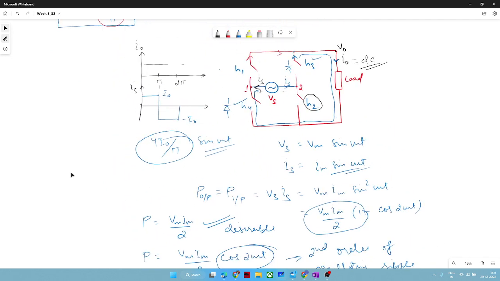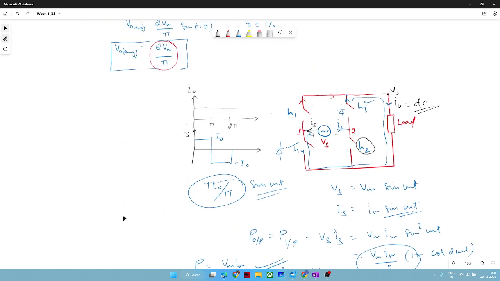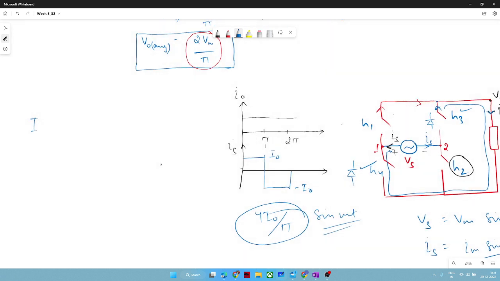Now we know that IS will be in terms of I naught. I want to write IS in terms of I naught, and in between the switches will come, right? So I think I can write IS is equal to H1 into I naught minus H3 into I naught, right?